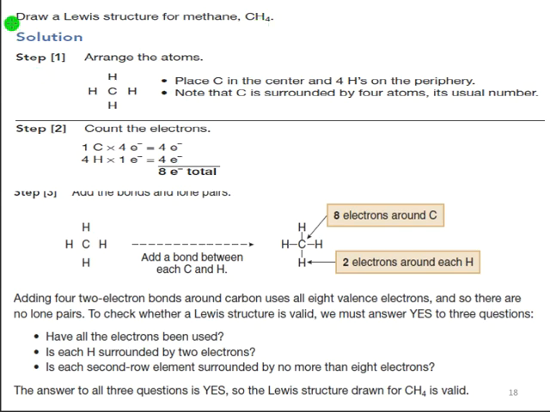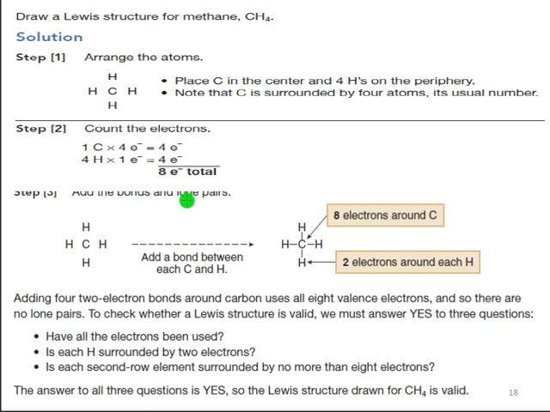Now look at this example. Draw the Lewis structure for methane. Now arrange the atoms. We will put the carbon, because the carbon is tetravalent, and around the carbon we will put the hydrogens. Calculate the electrons. We have one carbon, and for every carbon 4 electrons, it will be equal to 4, and we have 4 hydrogens. For every one hydrogen, 1 electron, it will be 4 also. Now 4 plus 4 will be 8, the total electrons for this structure.